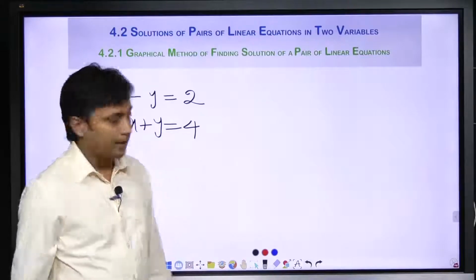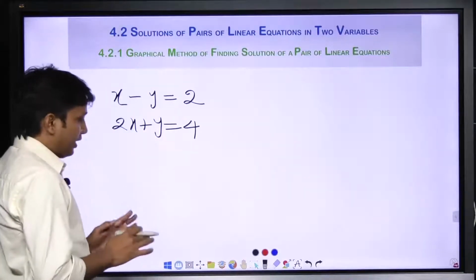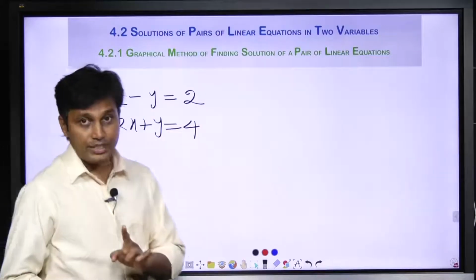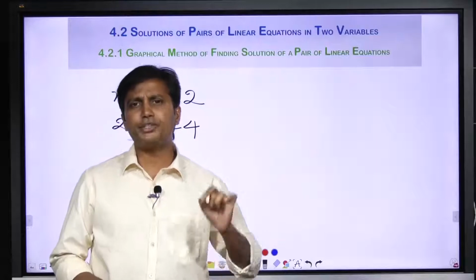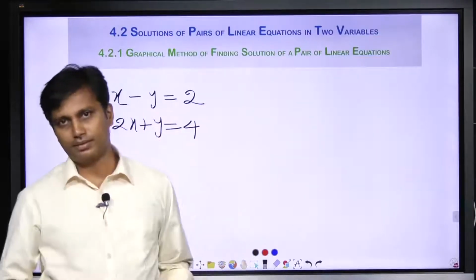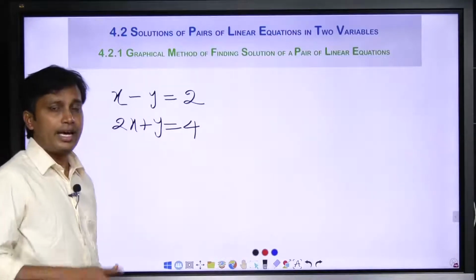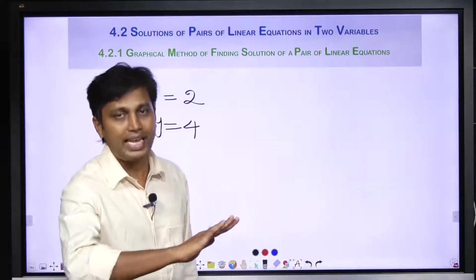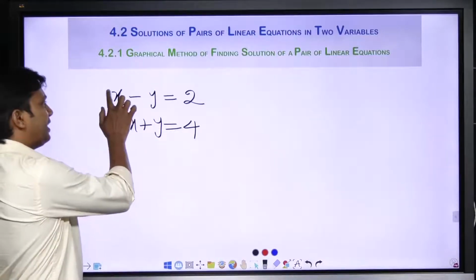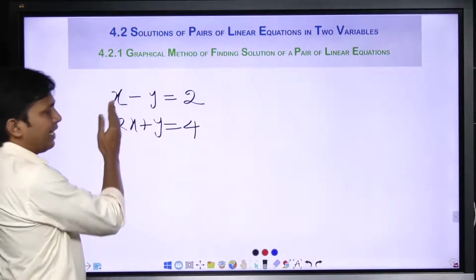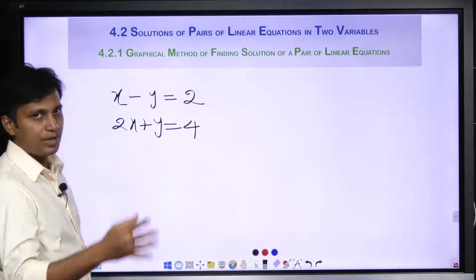Let us see. These are two equations. If you want to solve an equation, it is most important that we have only one variable, but here there are two variables in each equation. That means any one of the variables should be eliminated. Generally, we eliminate the first term, x. Then what we have to do is very simple.